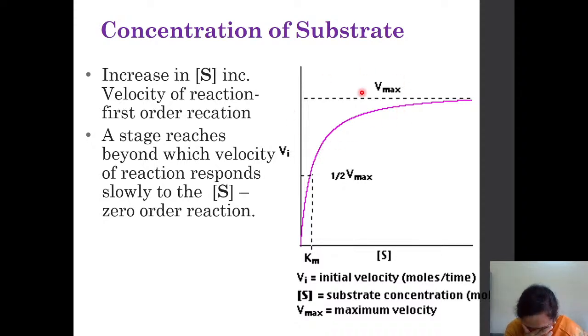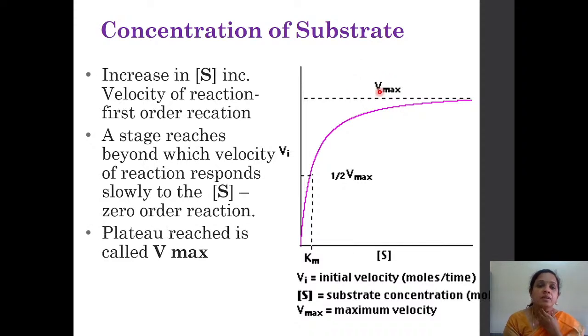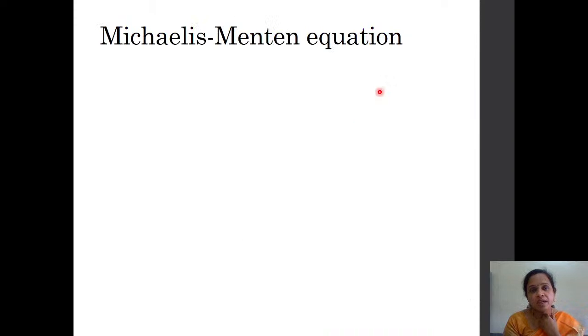So in that way, as I told you, the enzyme is locked as enzyme substrate complex for one period of time. Because of which, even if you add more substrate, the reaction will respond very slowly. So that phase is called the second order reaction. That phase appears when it remains at the plateau stage. So this plateau is called Vmax.